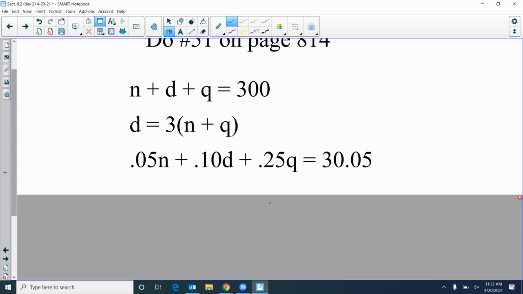Your value there, so the value is $30.05. You've got to make sure you put 0.05 times the number of nickels. So like if N is 15 nickels, the value would be 0.05 times 15. So you've got 3 equations.